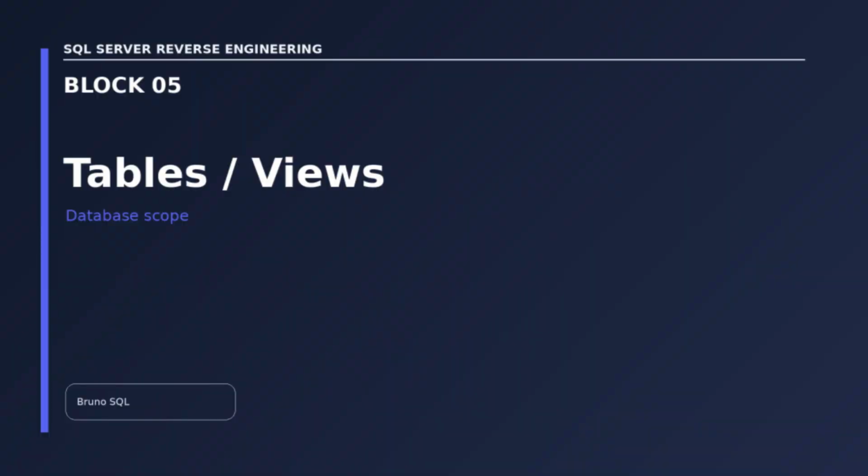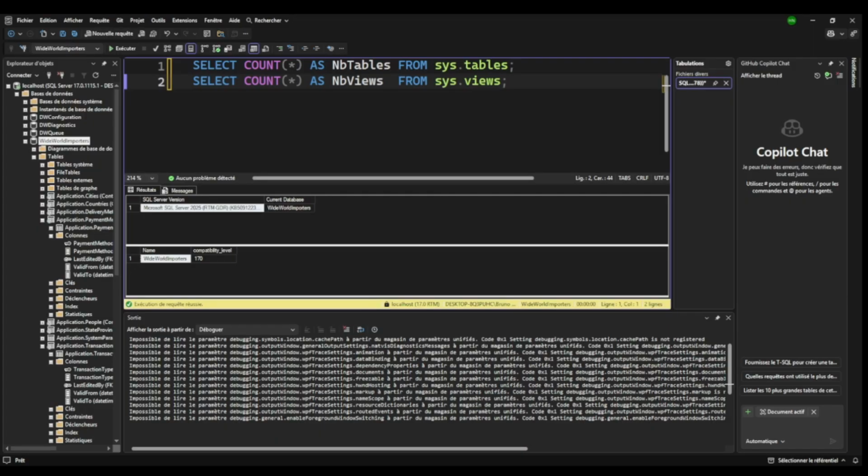The first thing I do is simple. I check the scope. How many tables? How many views? Because it changes the strategy immediately. If there are 20 tables, you can explore them manually. And if there are 300, 400 tables, you need a method. And views are also interesting. Sometimes they simplify the model. Sometimes they hide the complexity. At this stage, I'm not looking for details. I'm calibrating expectations. So let's try this query. You can see there are not a lot of tables and not a lot of views.